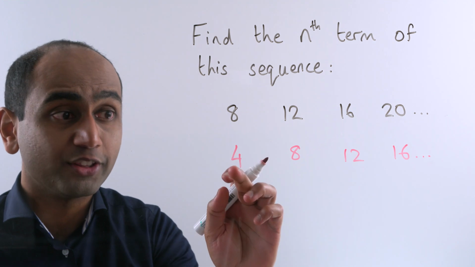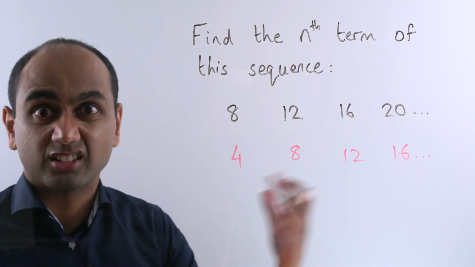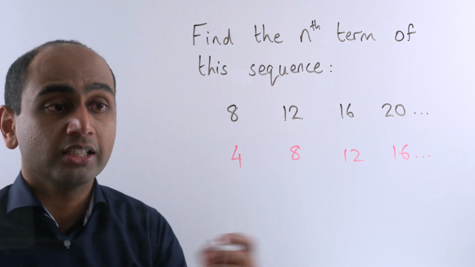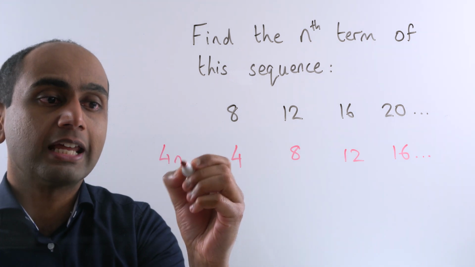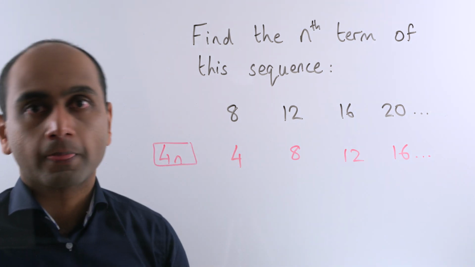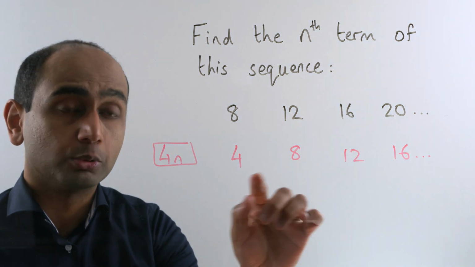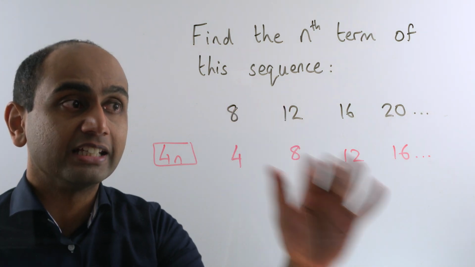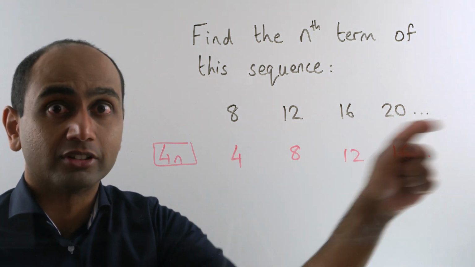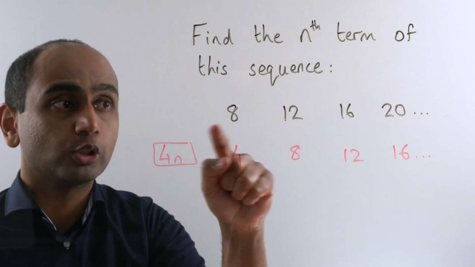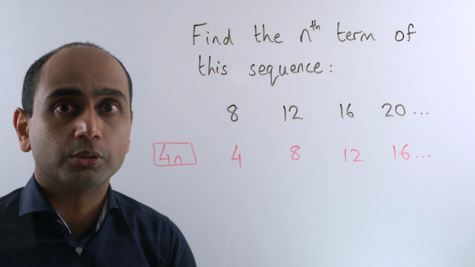Now we know that the nth term of this sequence, the nth term of the 4 times table essentially, is 4n. Now you have to work out what we're doing to the 4 times table to turn it into the sequence we were originally given. Pause the video and see if you can work out the nth term of that sequence there.